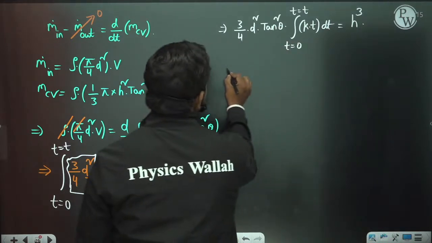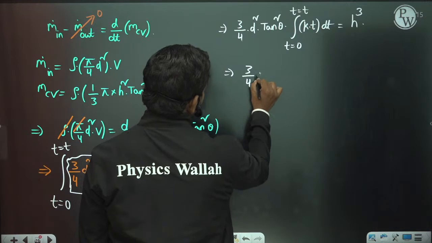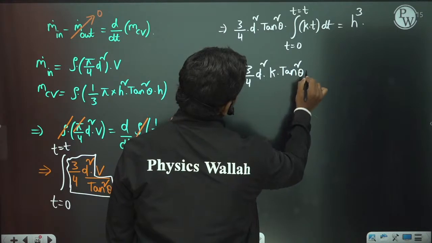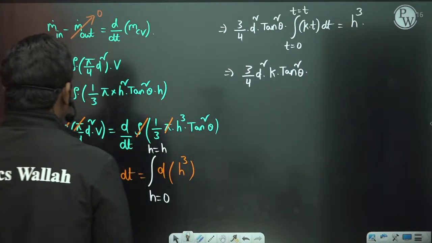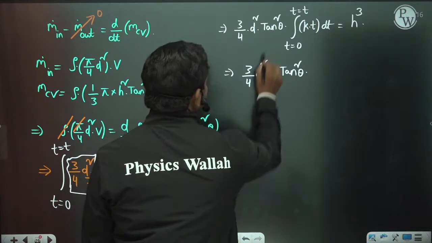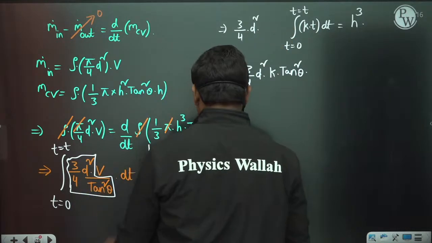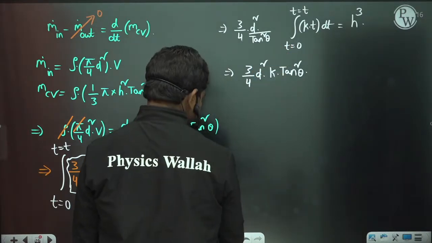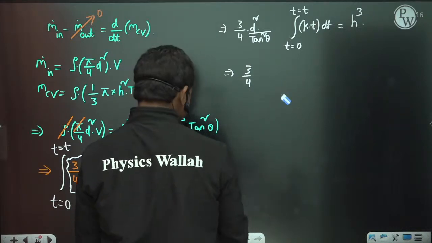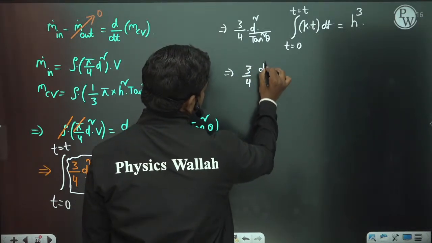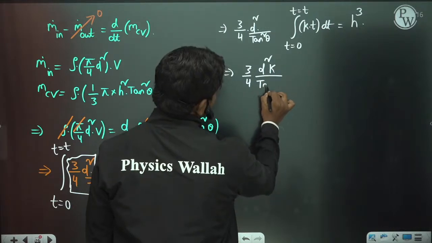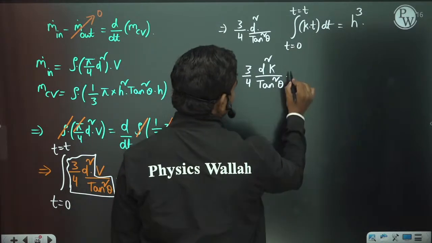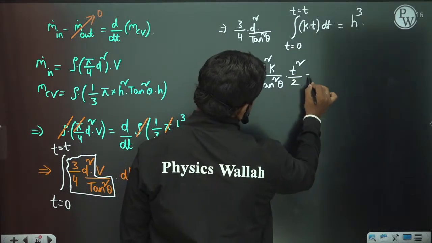Okay, so now if you see this value, 3 by 4 d square k tan square theta. Oh, I'm sorry, tan square is in the denominator. Okay, so tan square is in the denominator actually, so by tan square theta. So 3 by 4 d square k by tan square theta into integration of t dt is t square by 2. So if you substitute the limits, you will get t square by 2 is equal to h cube.